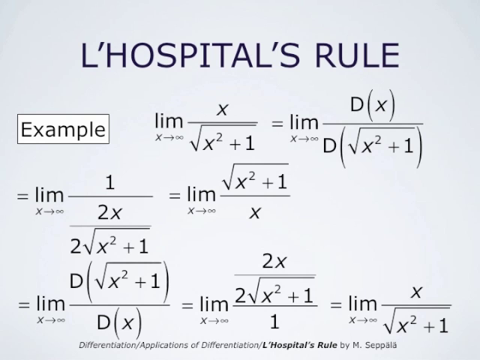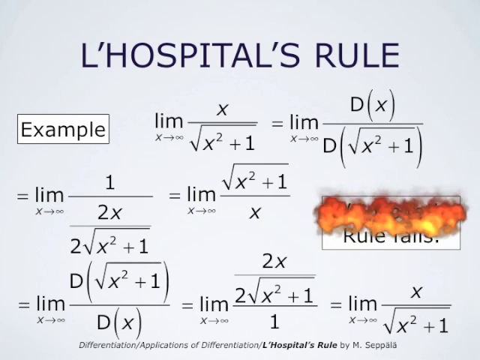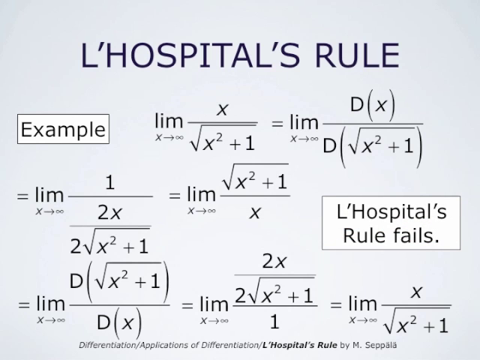So we started with the limit as x approaches infinity of x divided by the square root of x squared plus 1, and we applied L'Hopital's rule twice, and we got back to the same limit. Therefore, L'Hopital's rule did not help at all, and L'Hopital's rule fails to compute this particular limit.